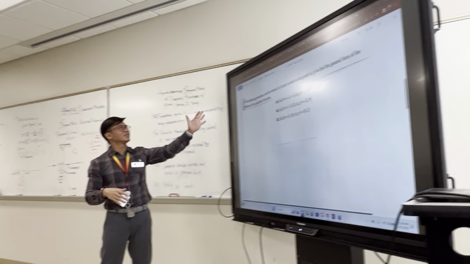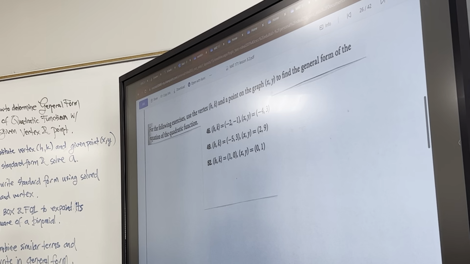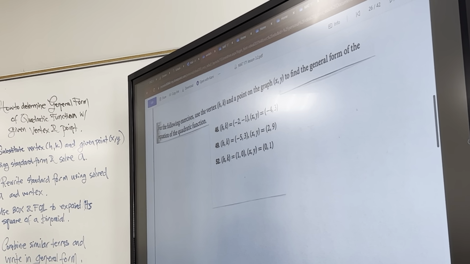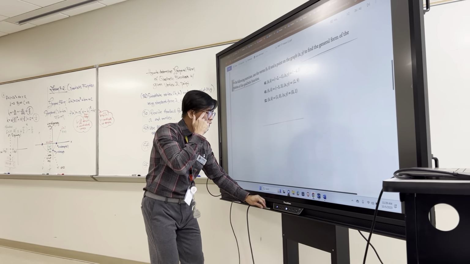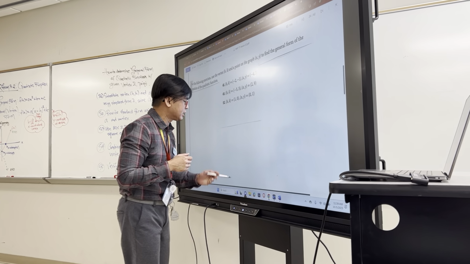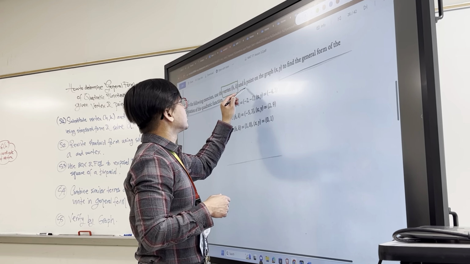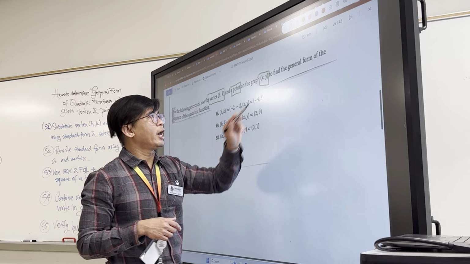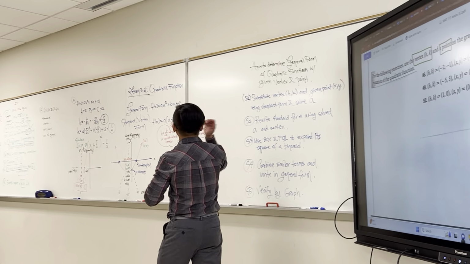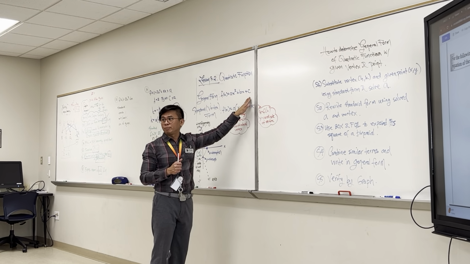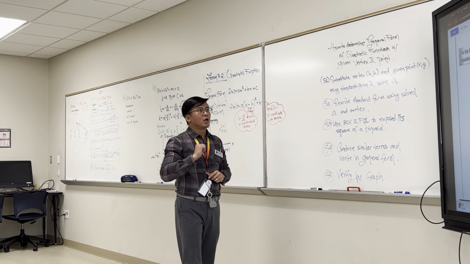Okay, Kendall, can you read it for us, please? For the following exercise, use the vertex (h, k) and a point on the graph (x, y) to find the general form of the equation of the quadratic function. Thank you. All right. So in here we are given the following. The vertex is given, that's (h, k). One of the points is given, that's your (x, y). And you have to find its general form. Once again, the general form is the ax squared plus bx plus c form. Get it?